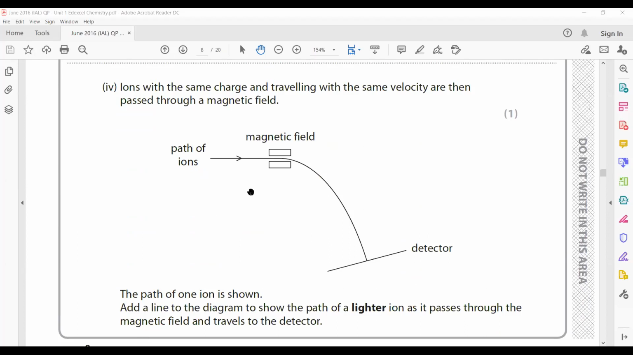Then in this question, ions with the same charge and traveling with the same speed are then passed through a magnetic field. The path of an ion is shown. We have to add a line to show the path of a lighter ion. So if it is a lighter ion, what will we observe? Lighter, because it will experience greater deflection in the magnetic field, so it will deviate more. So when we show the path of a lighter particle, we should show a greater deviation.